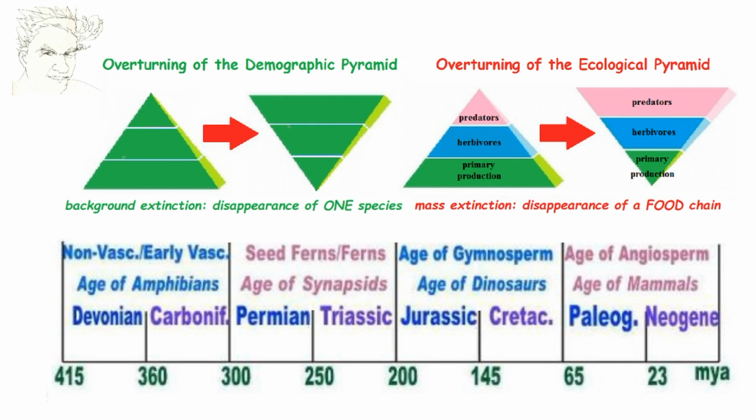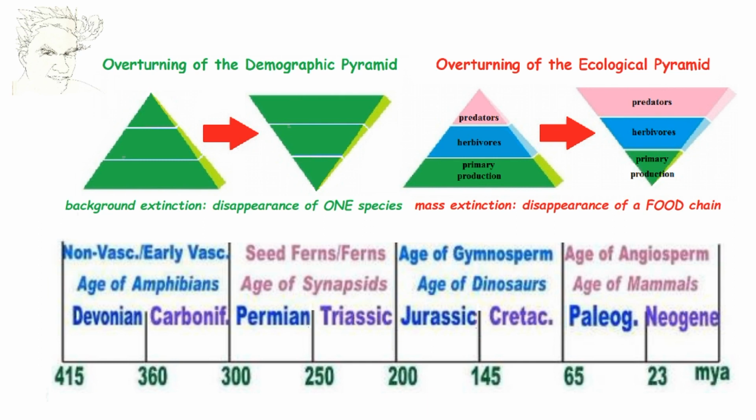Okay, and the one on the right, the ecological pyramid, has to do with mass extinctions, whereas the one on the left, the green one there, has to do with background extinctions, which we call the disappearance of one species. Okay, mass extinction is, on the other hand, a disappearance of a food chain. Okay, so that's the difference between them.